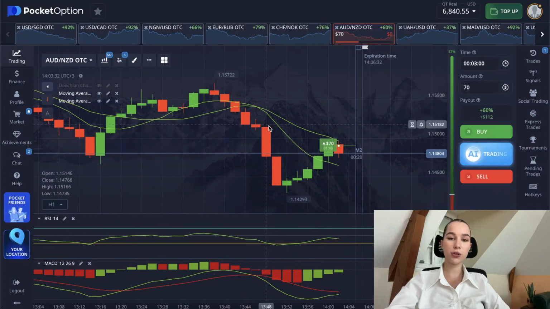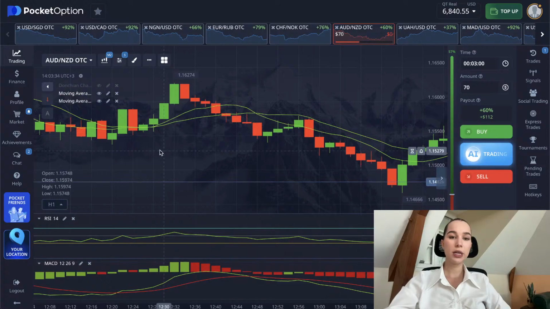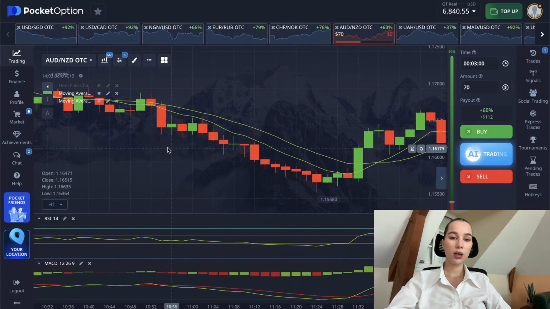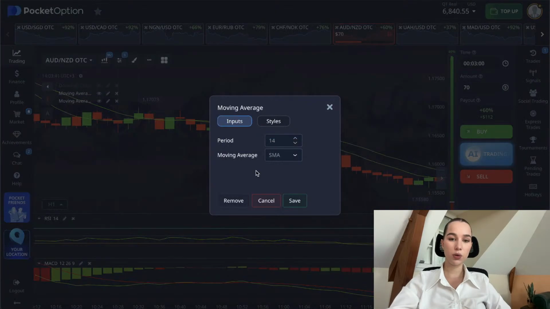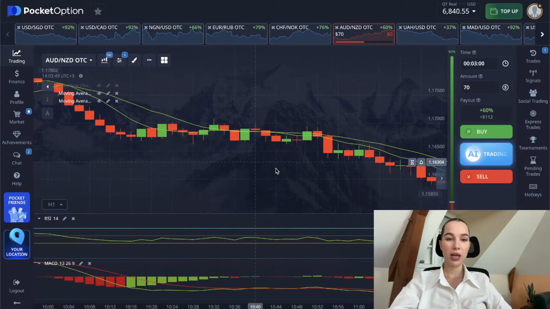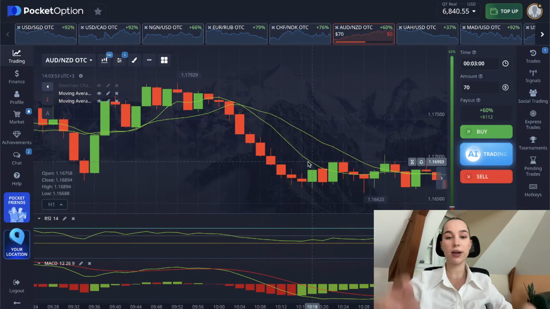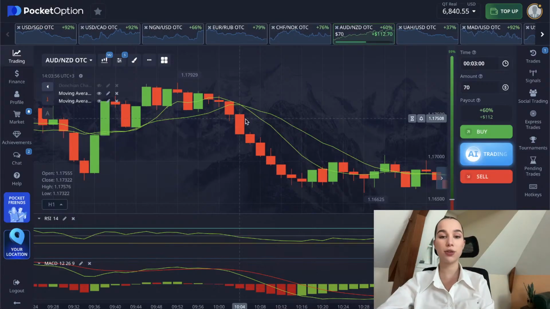So if we close the Donchian channels just to show you the moving average a little bit. Here is the SMA, because we have a few, right? SMA, WMA, EMA, SMMA, and TMA. We'll leave the SMA. And with the moving averages, we can see the trends, right? If the line is going in the downward direction, for example, it is definitely giving us a sell signal.